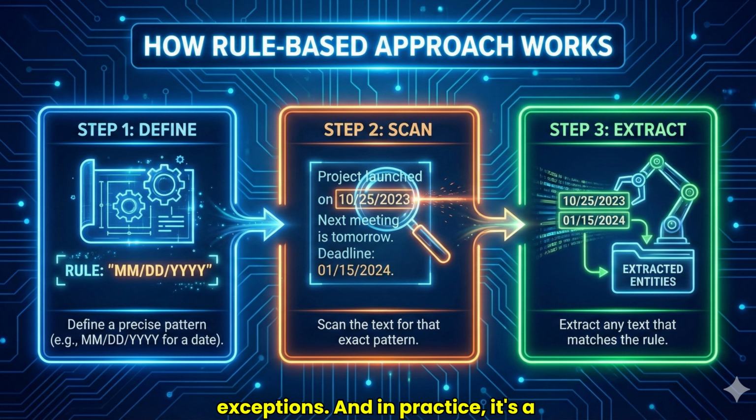And in practice, it's a pretty straightforward 3-step dance. First, a person, an expert, defines a very specific pattern. Let's say the classic month/day/year format for a date. Second, the computer just scans through the text, looking for anything that matches that exact pattern. And finally, if it finds a match, it plucks it out. It's simple, it's logical, very direct.